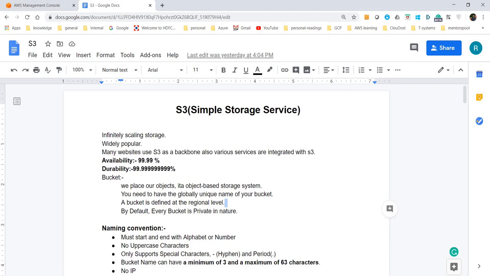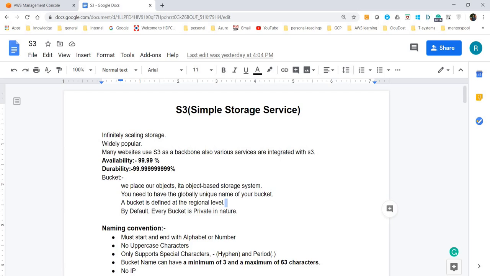Amazon provides a very highly scalable infrastructure in the form of S3, and storing data in S3 is also very cheap, and there is no limit on the amount of data you can store in S3. Because of this, it's widely popular, and you can also integrate S3 with various other services provided by AWS. The key benefits of S3 are availability and durability. AWS claims that your data will be available up to 99.99% and durable up to 11 nines.